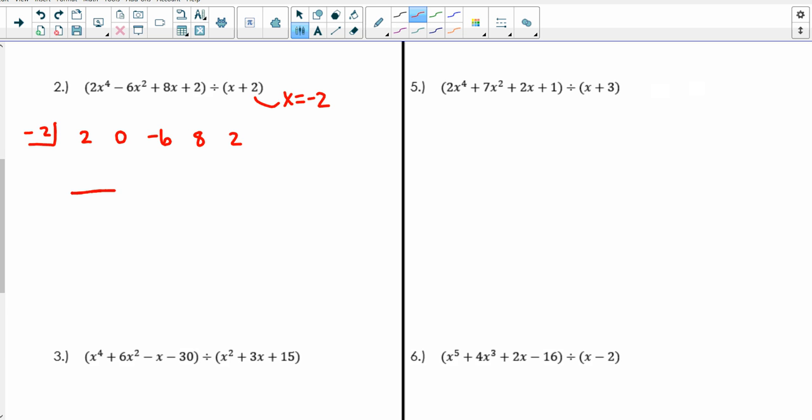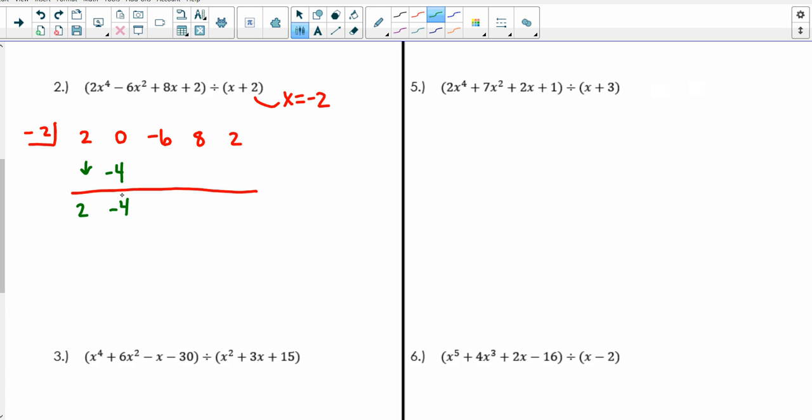Okay, I'm going to draw a line underneath here. And before I continue, I'm going to make sure this is okay. So this is x to the fourth, to the third, to the second, to the first, and my constant. So I know I'm good. Okay. The very first thing that we do is always bring down this first number. So this is a 2. And then I multiply my number inside with this number. So negative 2 times 2 makes this negative 4. I add these together, I get negative 4.